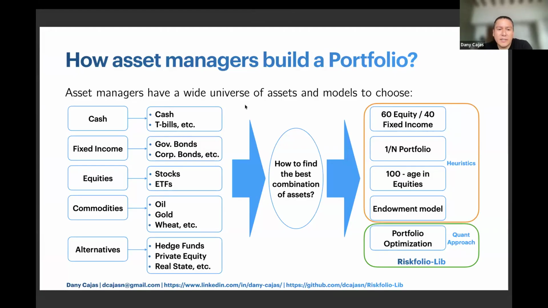Okay, so first we start with the question: how do asset managers build a portfolio? Well, usually asset managers have a wide universe of assets and models to choose from. As you can see here in the slide, they have several instruments like cash, fixed income, equities, and subclasses also. And they have two options to build a portfolio or an asset allocation. So they can use heuristics like the 60/40 fixed income portfolio. Heuristics are like rules that come from experience or from some empirical studies. But the problem with heuristics is that they cannot be customized enough to meet the investor's needs.